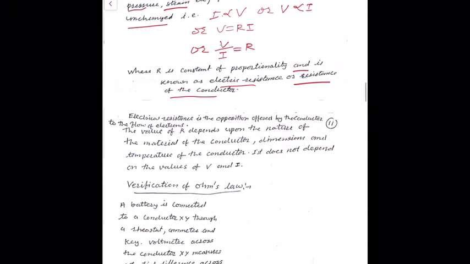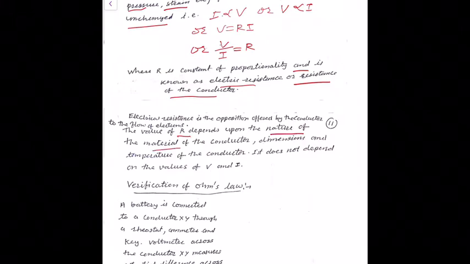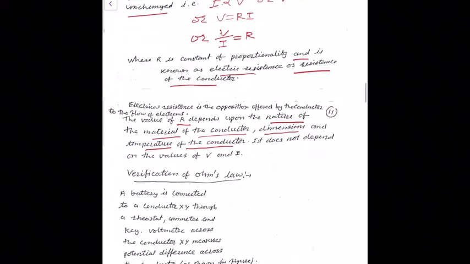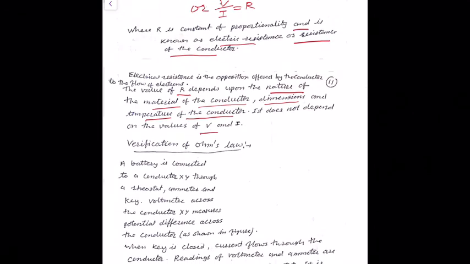Next, electric resistance is the opposition offered by the conductor to the flow of electrons. The value of R depends upon the nature of the material of the conductor, dimension and temperature of the conductor. It does not depend on the values of V and I.